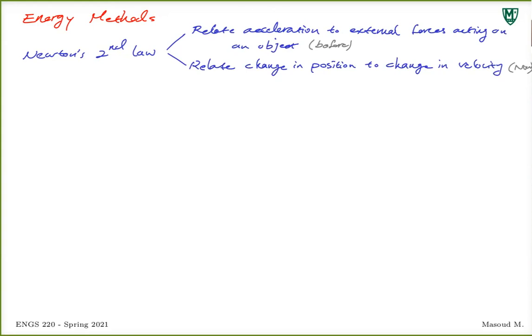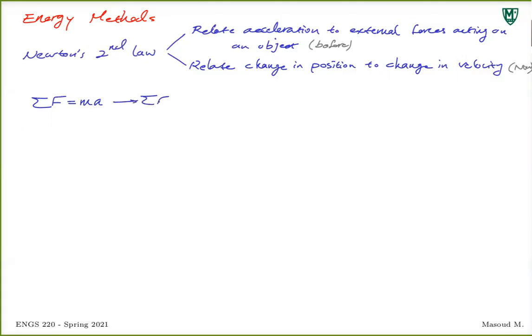Now, how do we do that? Pretty straightforward. We still start from Newton's second law, and there is no argument there, that's proven: summation of forces is equal to ma. We're just going to manipulate that a little bit, move things around to get the relationship between change in position and change in velocity, which is the fundamental base for the energy method.